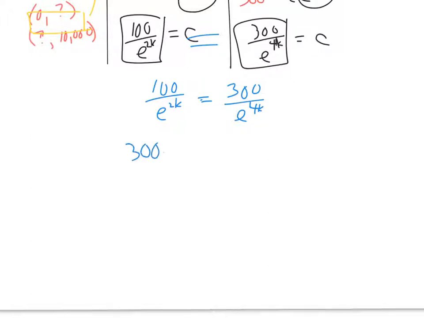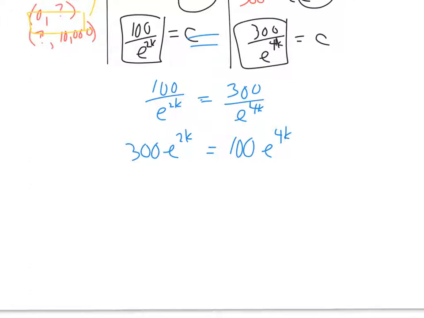So 300e to the 2k is equal to 100e to the 4k. I'm solving for k, and right now I have k on both sides, which I'm not crazy about. So I'm thinking a couple things. I'm thinking if I do a log, that's going to get it out of the exponent, but I'm going to end up with it on both sides. So I'm going to first try to combine my k's if I can, and I'm remembering some properties of exponents that might help me here.